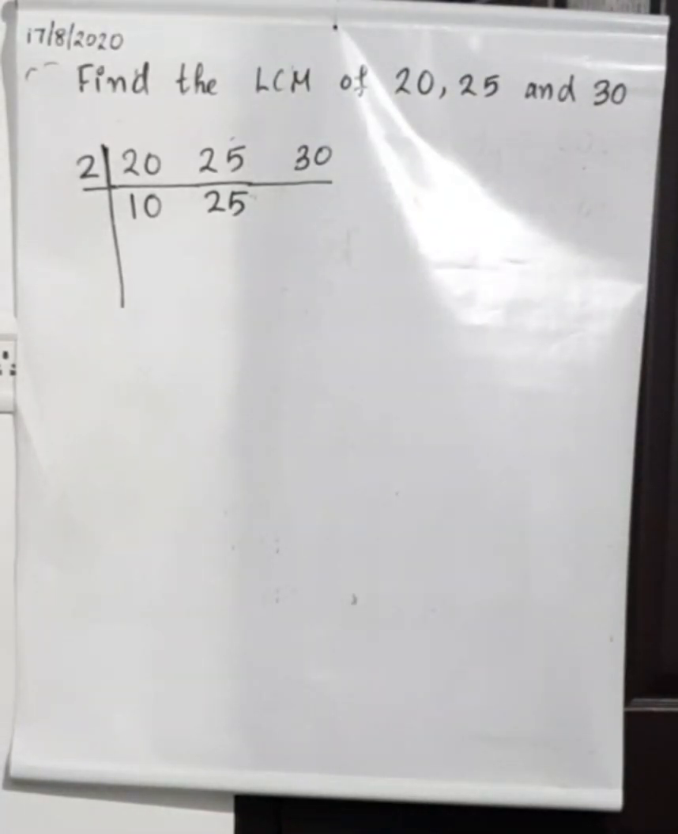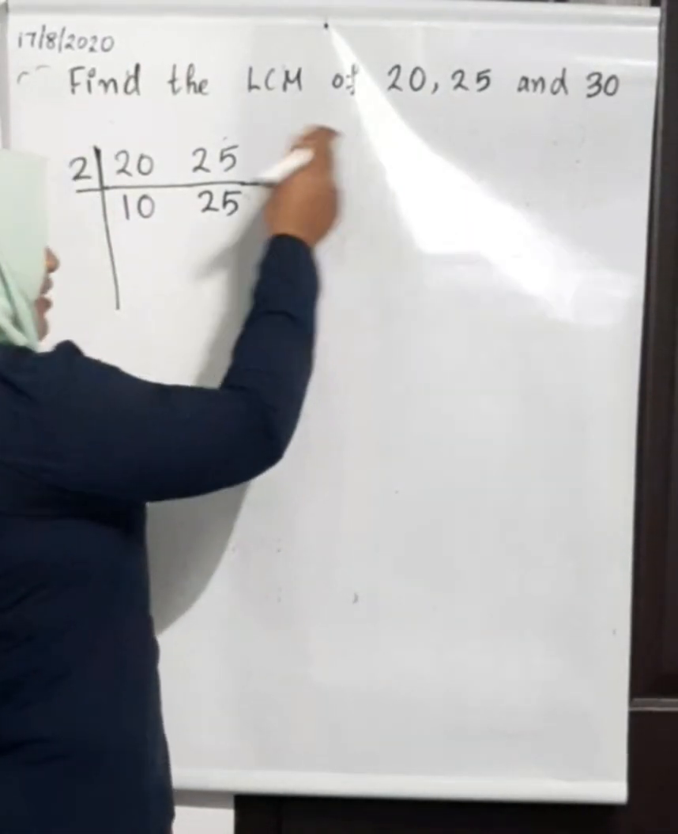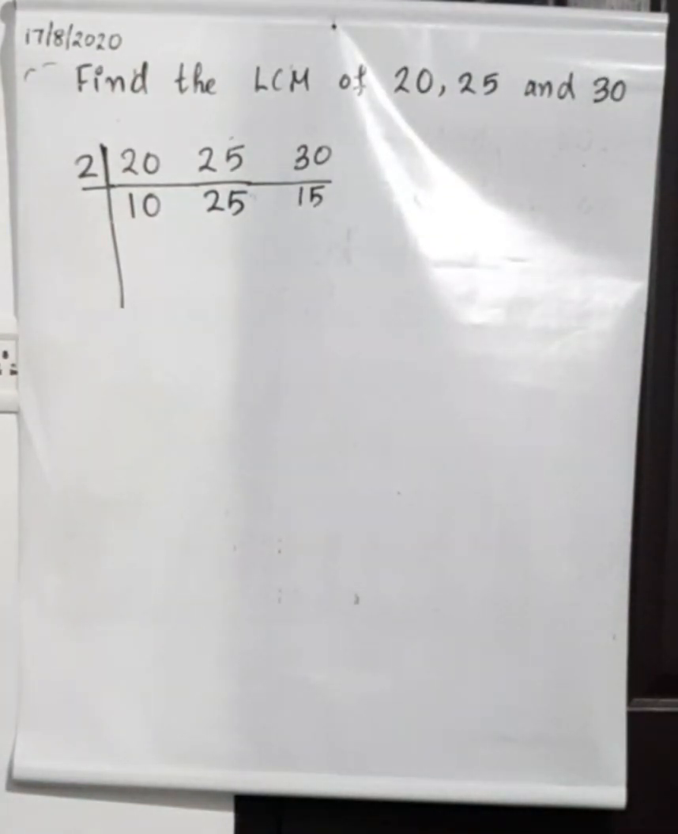Is 30 divisible by 2? Yes, because it is an even number. So 2 into 15 will be equal to 30. So in the very next step we got 10, 25 and 15.